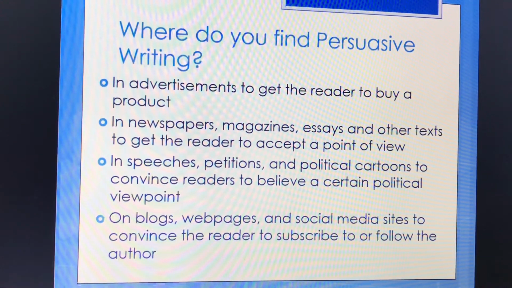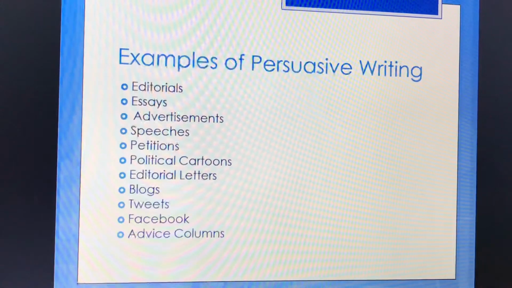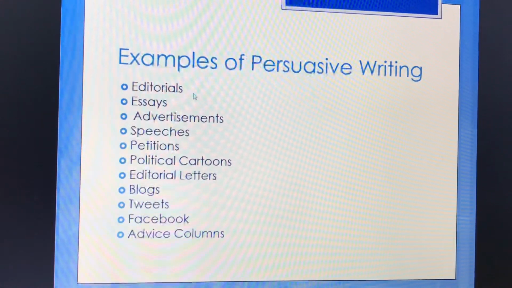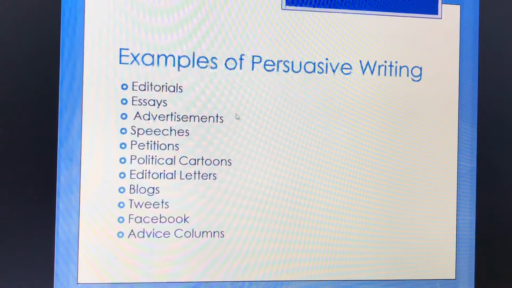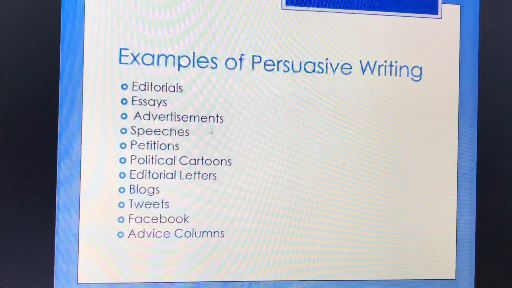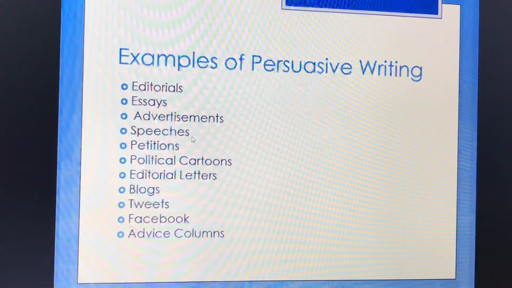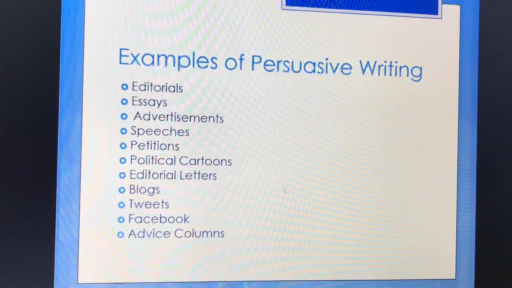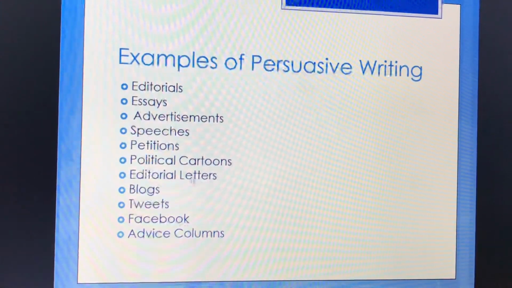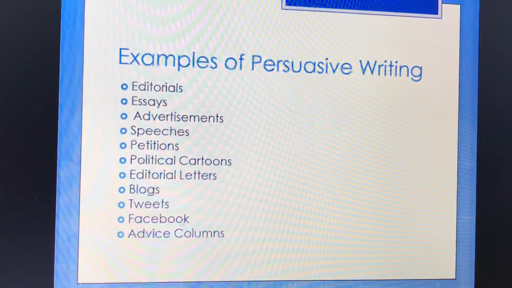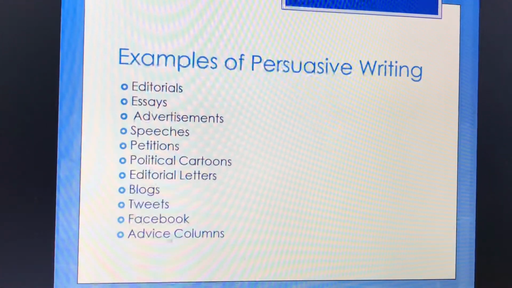Examples of persuasive writing can be editorials, an essay, an advertisement for a certain product, a speech, a petition, political cartoons. It can be in letters, in blogs, in tweets, on Facebook, to give advice.